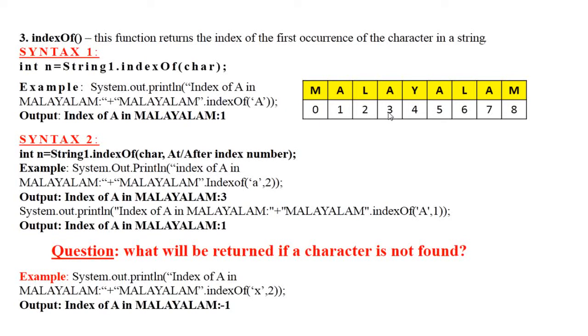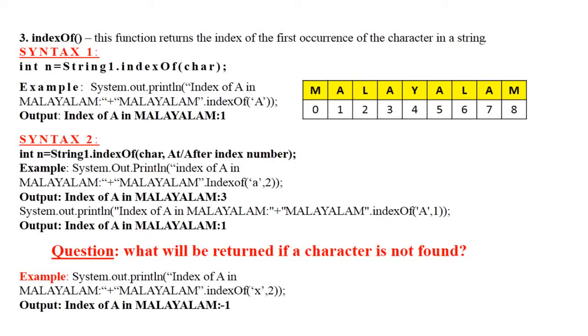So you have got it in index 3. It's printing index of capital A in Malayalam is 3. Let us see another example. You're printing this message, you're dealing with Malayalam only, index of capital A, comma 1. So from index 1, you got it in 1 itself, so it will print 1 as the index.